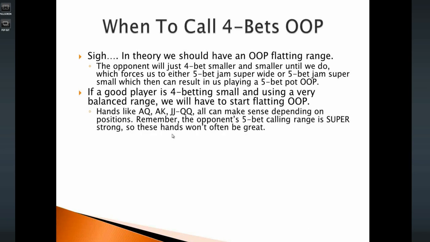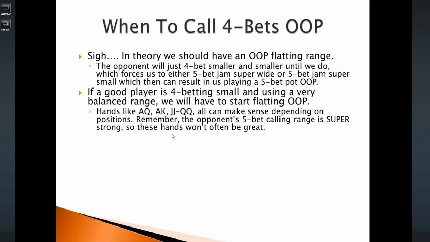So hands like ace-queen, ace-king, jacks to queens, all can make sense depending on positions. Remember, the opponent's 5-bet calling range is super strong, so these hands won't often be great. Think about this for a minute, because it feels very weird and very gross, and it is. If I open on the button, and you 3-bet me in the small blind, you're going to want to 3-bet with hands like pocket jacks, pocket queens, ace-king, ace-queen, because when I flat your 3-bet, which I'm usually going to do, those hands are going to do really, really well.